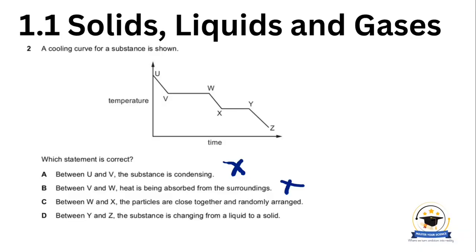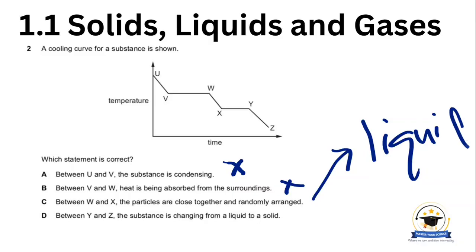Then statement C says between W and X the particles are close together and randomly arranged. So this describes a liquid. And this is in agreement with what we have discussed, that between W and X the substance is a liquid. So that makes statement C correct. Statement D is incorrect, which says between Y and Z the substance is changing from a liquid to a solid, because between Y and Z the substance is now a solid.